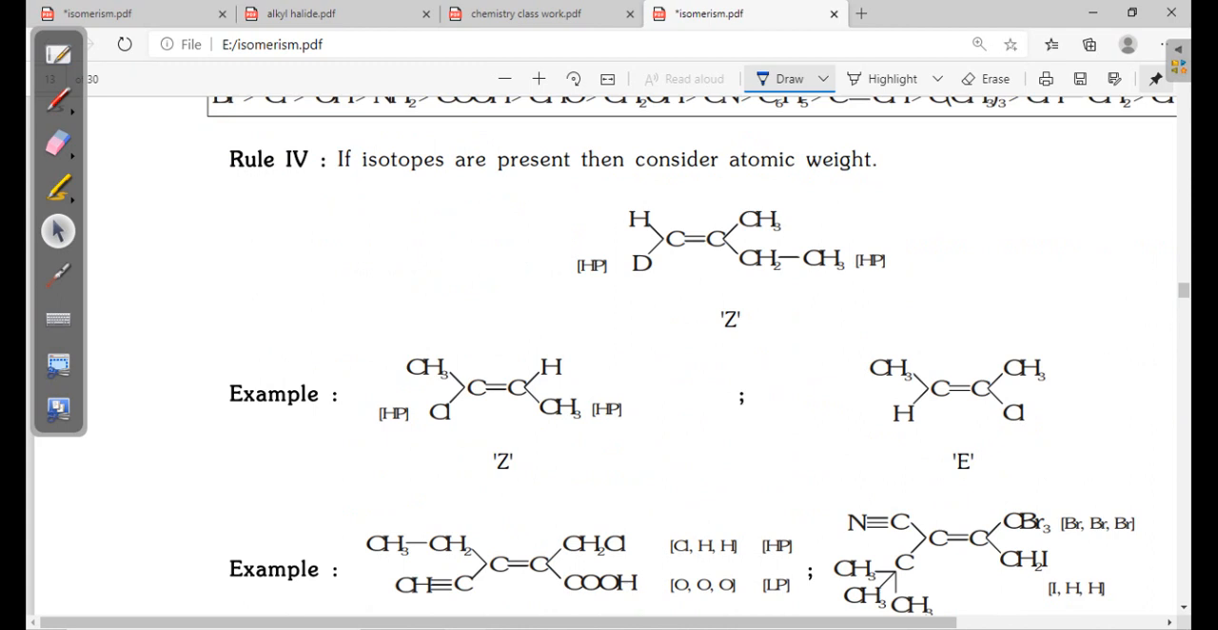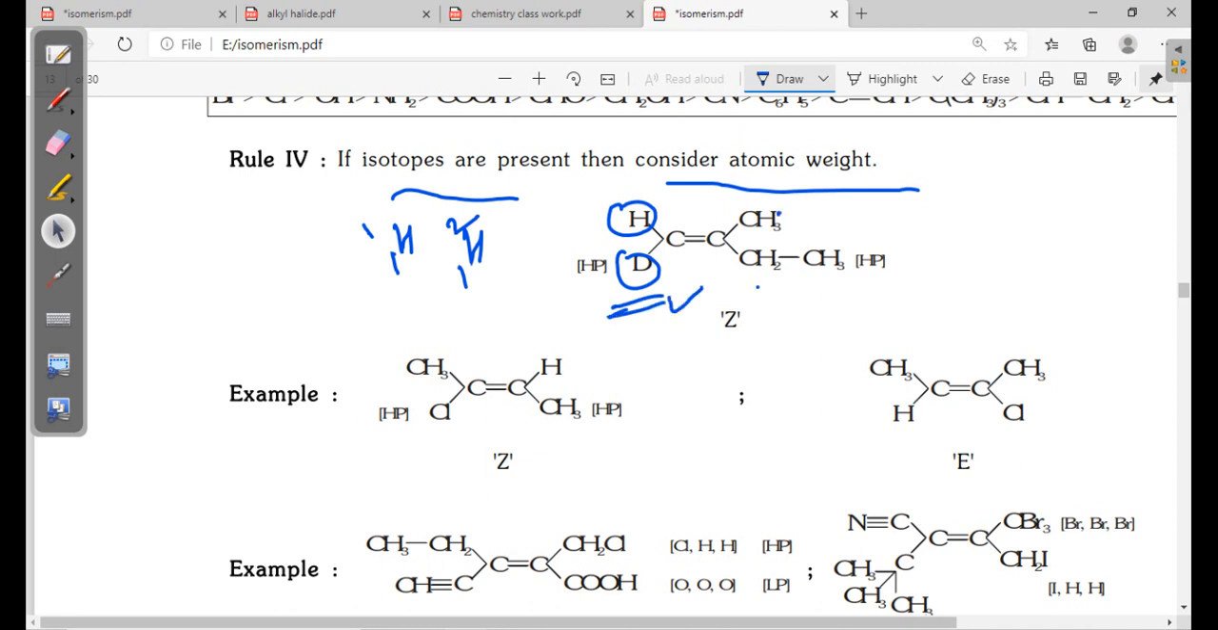If isotopes are there, then consider the atomic weight. Hydrogen is there and deuterium is there. Hydrogen is 1H1, deuterium is 1H2. The mass is higher, so it is the higher preference. Carbon, carbon are the same. This carbon is attached to one more carbon, and this carbon is attached to one more carbon. Here, this carbon is attached to only hydrogens. So obviously this carbon gets the higher preference, which means this total group gets the higher preference, right?